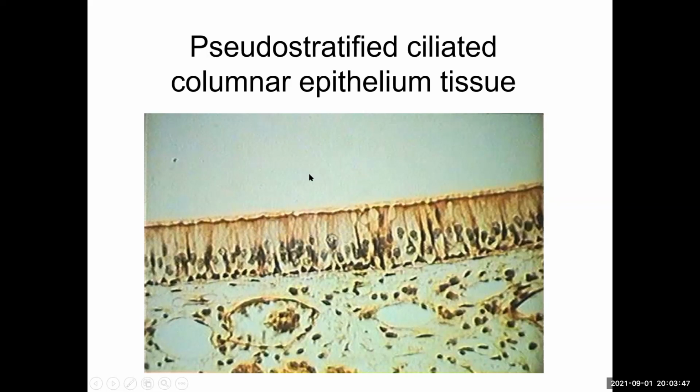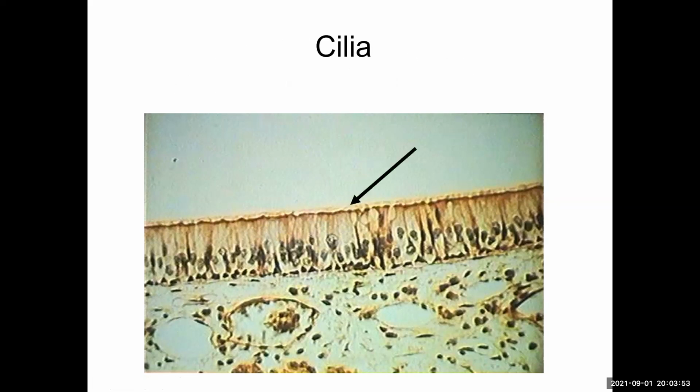This is not a very magnified view, okay? In fact, the magnification for this slide is very low. So here's the cilia. You can see where the arrow is pointing to. There's the cilia on top of the cells. You can see a goblet cell. Here's another goblet cell. Here's another goblet cell. So it's ciliated. It's going to be making mucus.